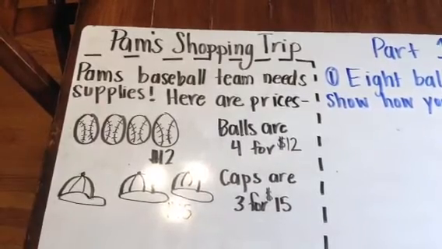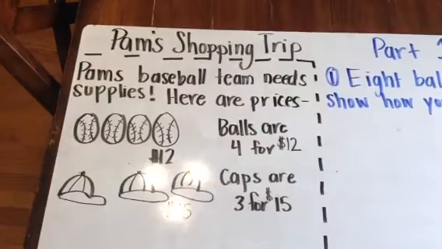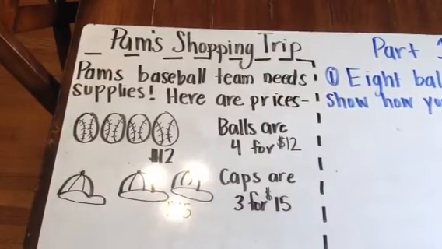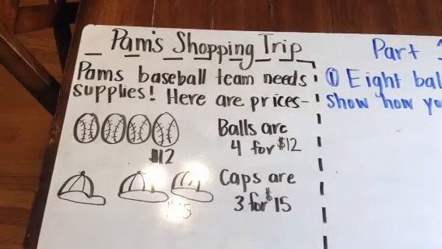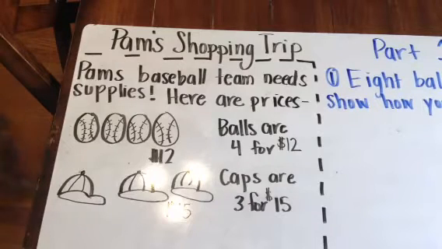This week we have a new math task that we're going to be focusing on. Our math task is called Pam's shopping trip. Pam's baseball team needs supplies. Here are prices. Balls are 4 for $12. Caps are 3 for $15. That's the information that we're given.